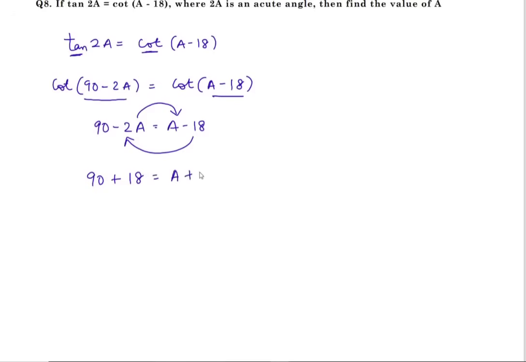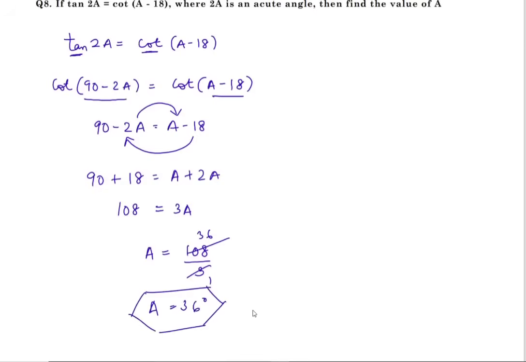Minus 2A after shifting becomes plus 2A. A plus 2A is 3A. Now 90 plus 18 is 108. Now A equals 108 by 3. 3 ones are 3, 3 threes are 9, 3 sixes are 18. We get 36 degrees. The value of A is 36 degrees.